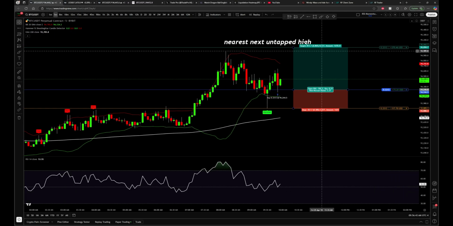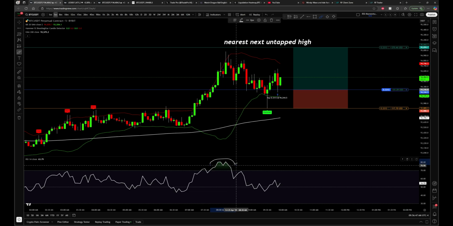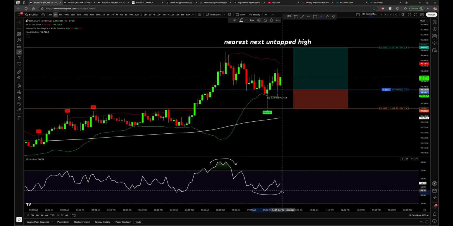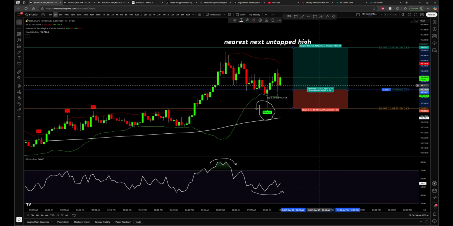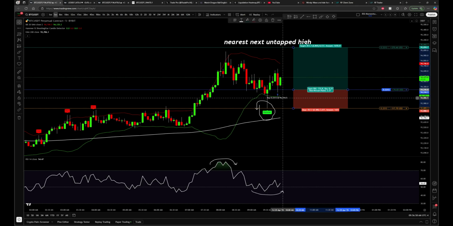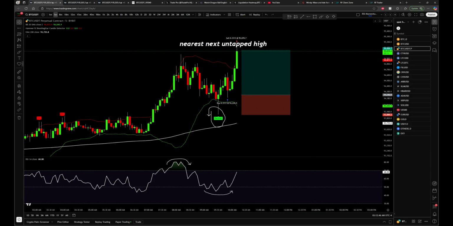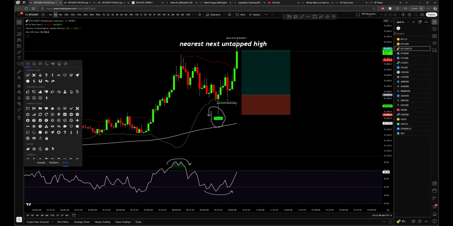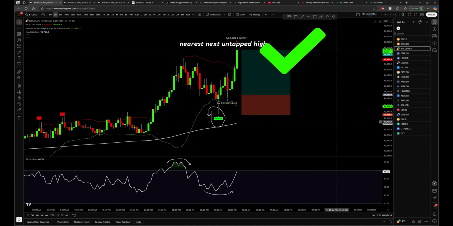Now here's an example on Bitcoin. You can see we have everything there: uptrend, overbought RSI, back to below 50 for the reset, looking for that hammer candle off the lower Bollinger Bands, and a follow through towards the next untapped high with a good risk to reward ratio, at least 1 to 2. So there it is. We'll see how it pans out. And there's the follow through towards that next untapped high. So another success. Let's move on to the next example.